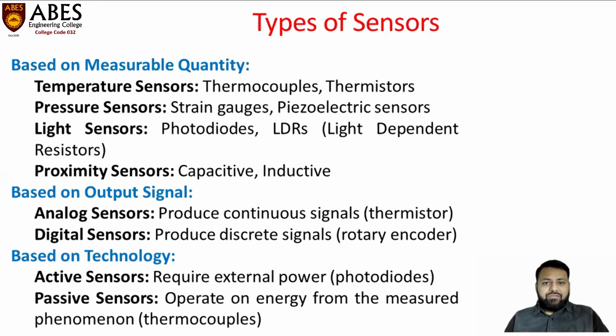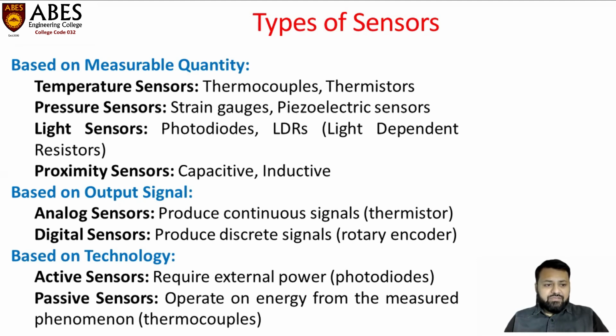Now, if we see the types of sensors, we can classify the sensors based on the measurable quantity. First, the temperature sensors, as we have seen, thermocouples and the thermistor. The pressure sensors, strain gauge and piezoelectric sensors are there. After that, the light sensor and proximity sensor. So these are different kinds of sensors we can classify based on the measurable physical quantity.